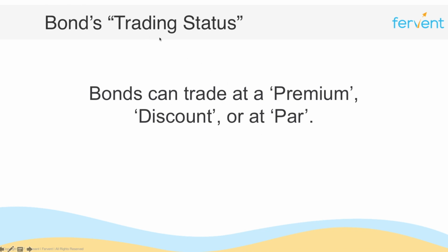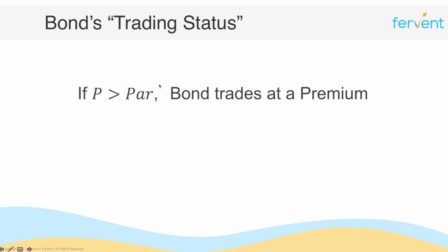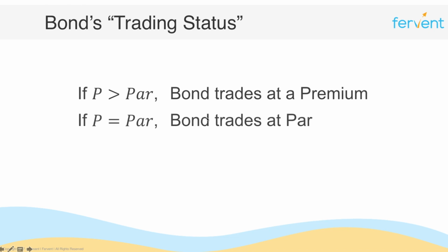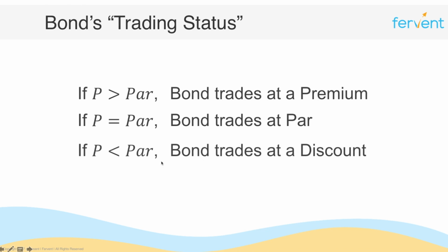Like I said, the trading status is a function of the price and the par, such that if the price is greater than the par, we say that the bond trades at a premium, because you're paying a premium relative to the par. If, on the other hand, the price is equal to the par, then we say that the bond trades at par. Finally, if the price is lesser than the par, then we say that the bond trades at a discount, because you're paying less than the par value.